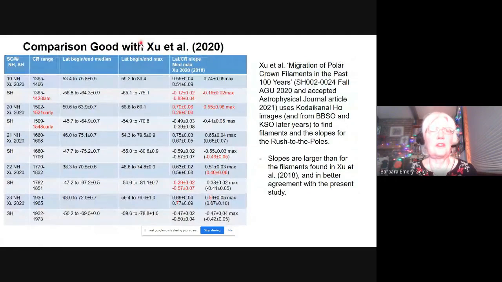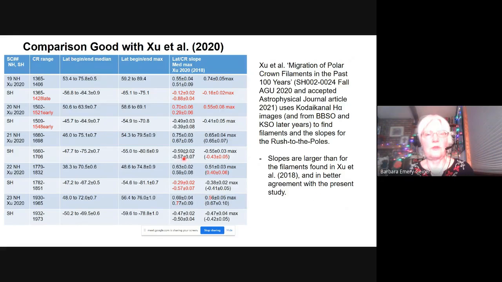This is a comparison I just put in today. Yan Xu told me last night that his paper was accepted. This was also at the Fall AGU where I found it. It's 100 years of polar crown filament migration, and it's been accepted now, congratulations, at the Astrophysical Journal. So it will be a 2021 reference, and he uses the Kodaikanal H-alpha images most of the time, and a little bit from Big Bear and Kanzelhöhe to find the rush to the poles. And all of the slopes are larger than for the previous study and in better agreement with the present study.